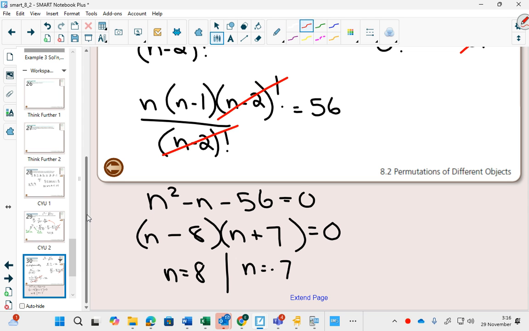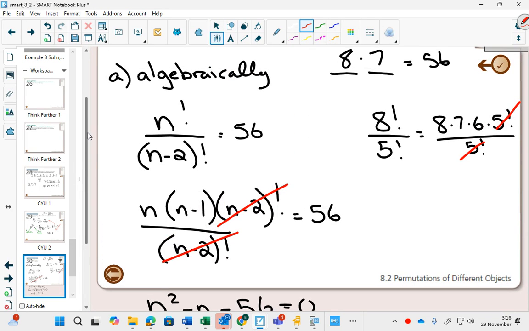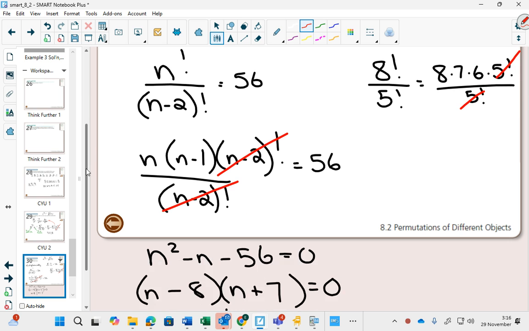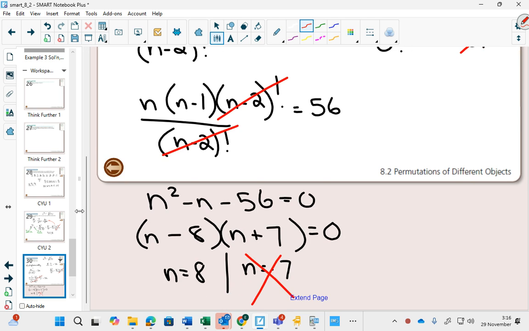However, you can never take a factorial of a negative, so just like with logs, we have to check. Look at our original equation. That would give me negative 7 factorial, so I put an x through this one, and the only answer is n equals 8.